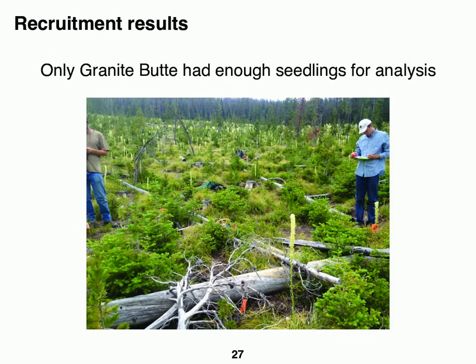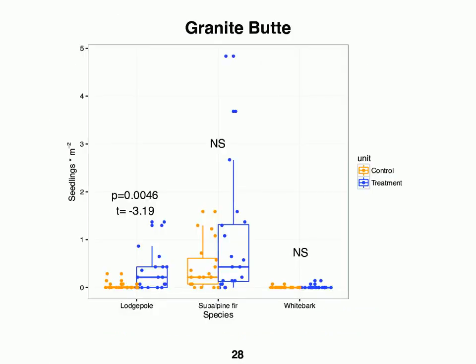Okay, so moving on to recruitment. Only one site had enough seedlings of any species to do any kind of analysis on it. So seedlings overall were rare. And unfortunately, whitebark were really rare. There's no significant trend here because there are only a handful of seedlings. This is not significant, although there seems to be a trend of more subalpine fir in the treatment area. And this was significant. There was more lodgepole. Again, though, this is one site.